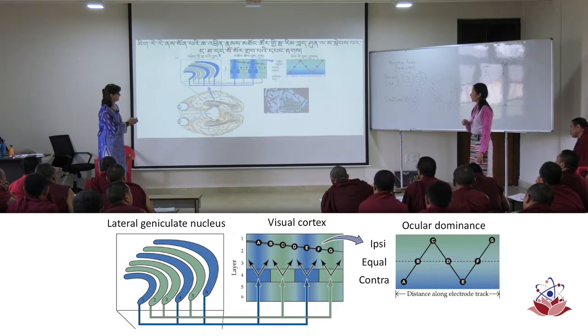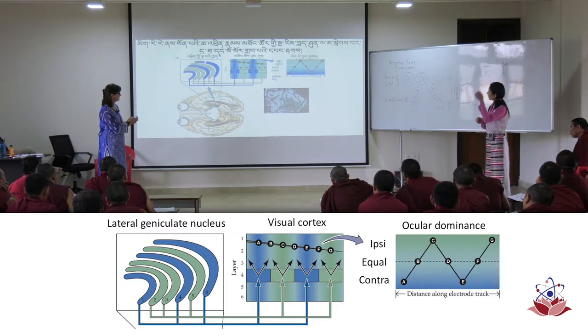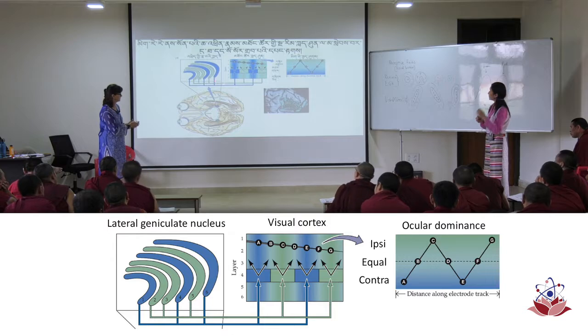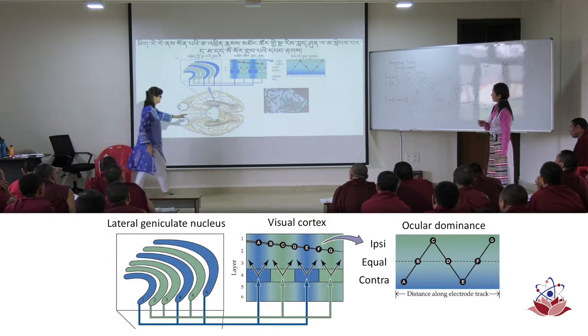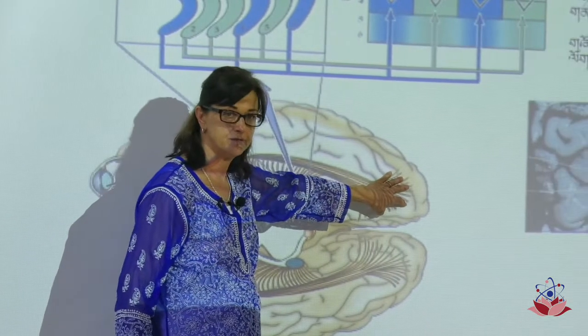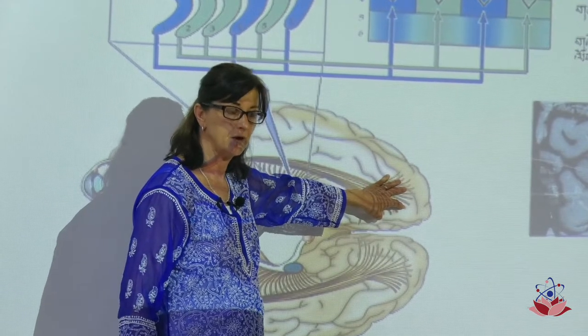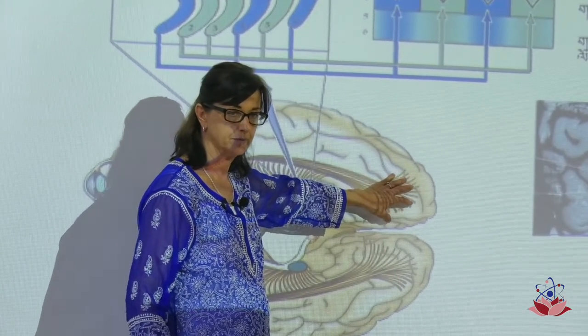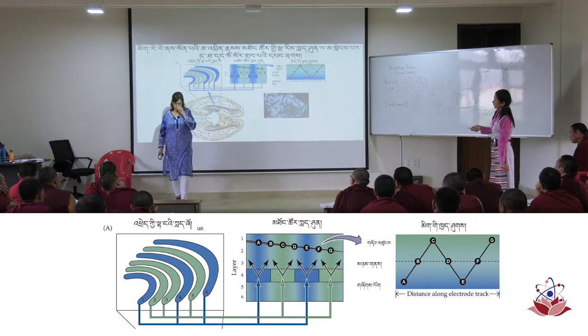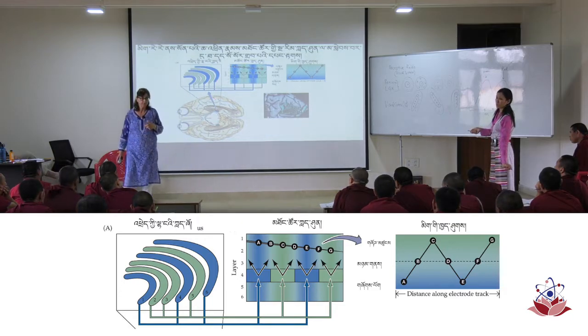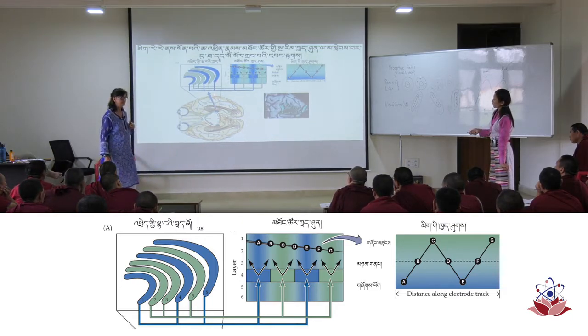And when these neurons from the lateral geniculate nucleus project up through the optic radiation to the visual cortex, they also remain separate.